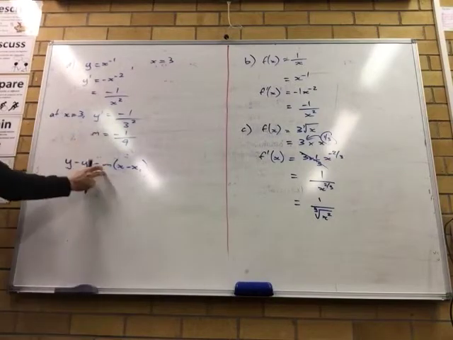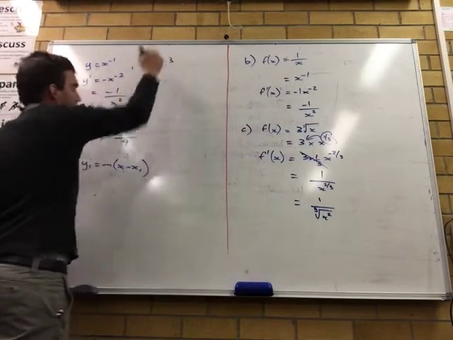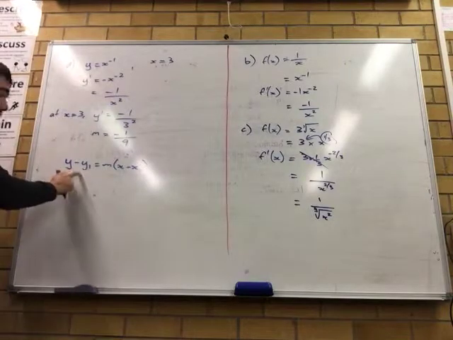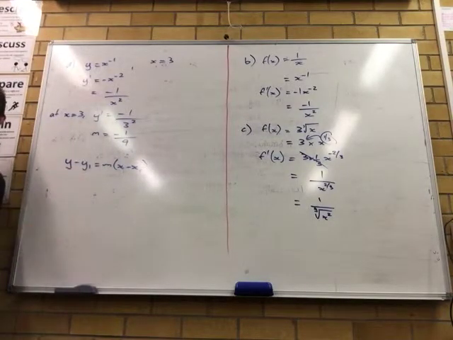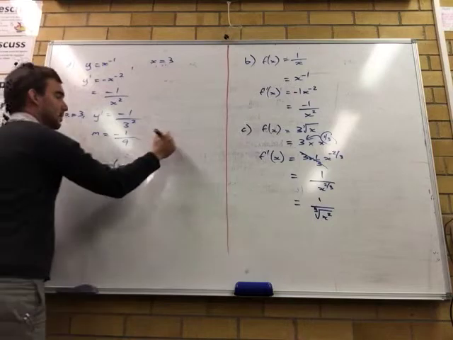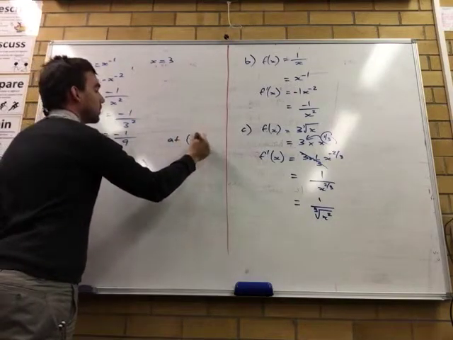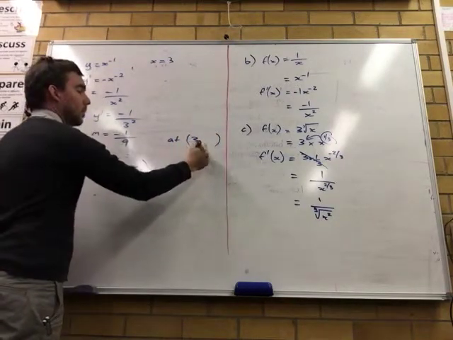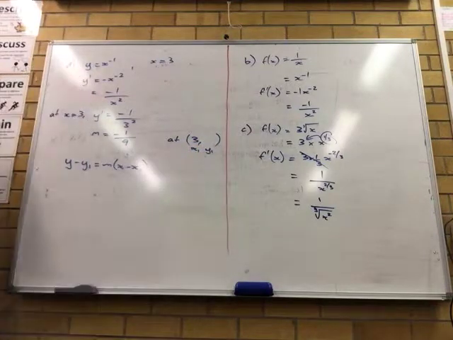Alright, substitute my m. This will be my x1. But I need my y1 still. It's just y? Is it just y? No. Well, I need the actual coordinate. I don't have the y value of the coordinate, do I? So how do I find it? How do I determine it?